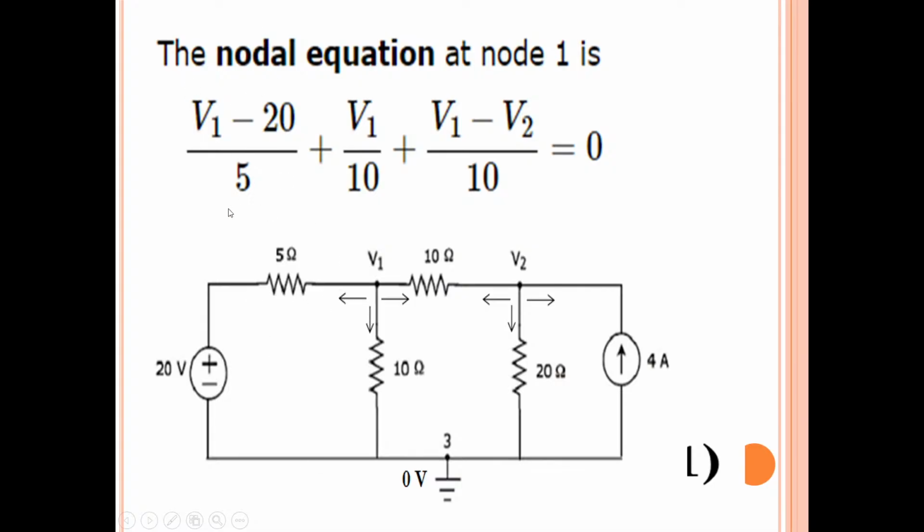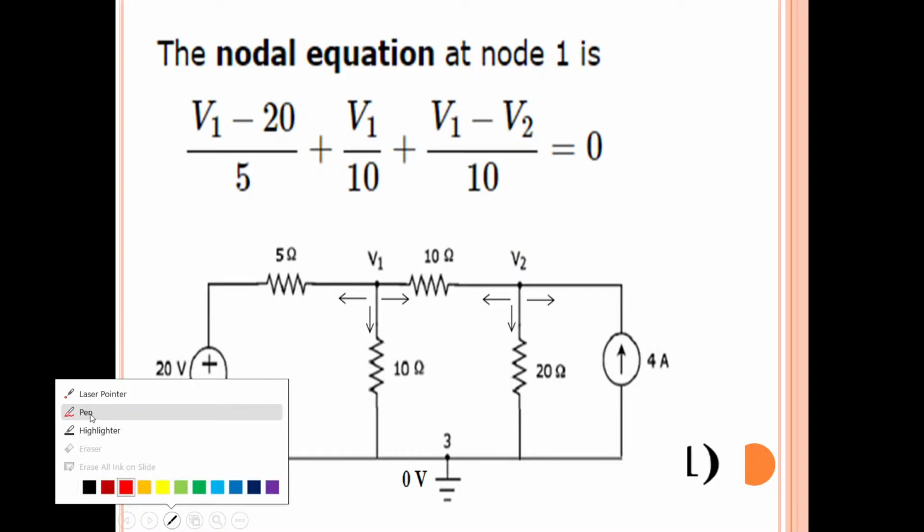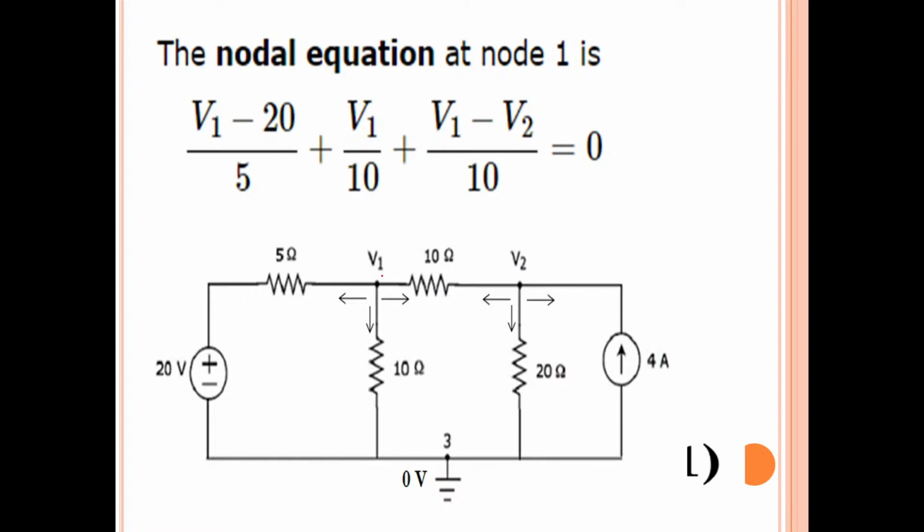Three branches are there, so I will get three terms. See here, current has started from this node, this arrow mark, and it will end at this source. I have to determine the current in the 5 ohms resistor. The current in the 5 ohms resistor depends on the potential difference across this element. On this side of the element it is 20 volts, and on the other side it is V1.